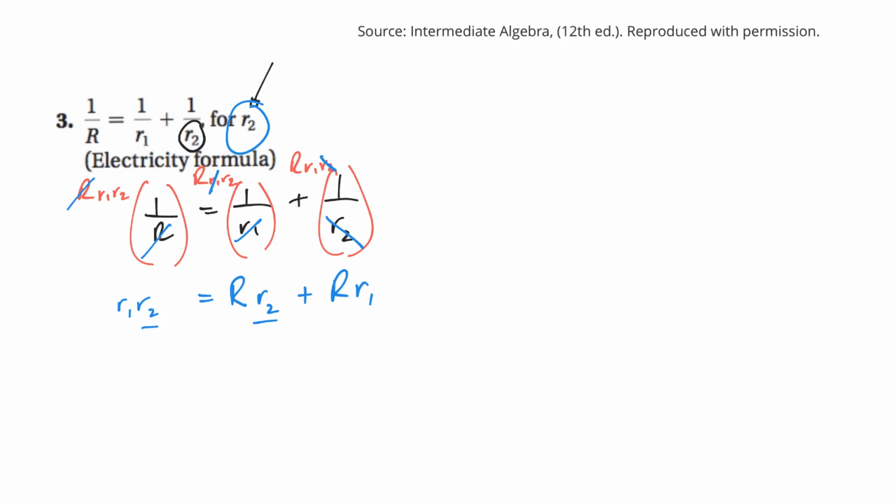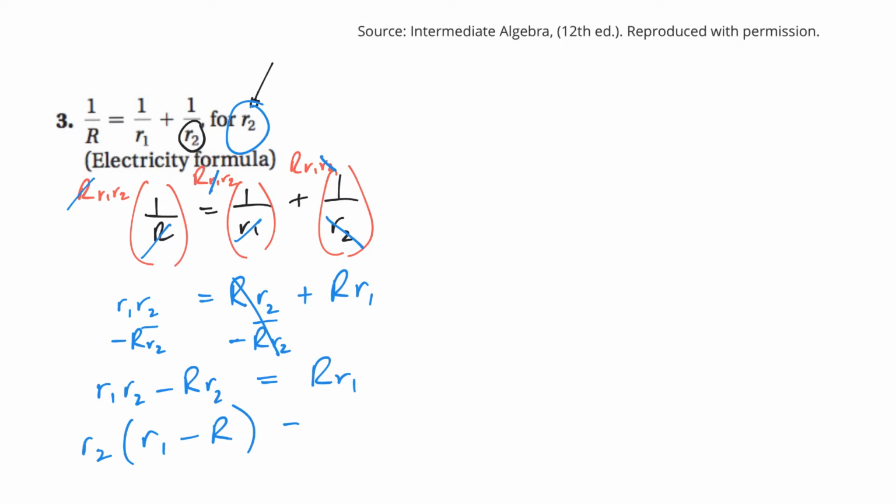If there's two of the same variable that you want to solve for, you need to get those terms together. So I'm going to subtract r2 on this side and do the same thing on this side. So I'll have r1, r2 minus r2 is equal to r1, because those cancel. And now I've got both my r2's together, so now I can factor the r2 out, leaving me with r1 minus r is equal to r1.